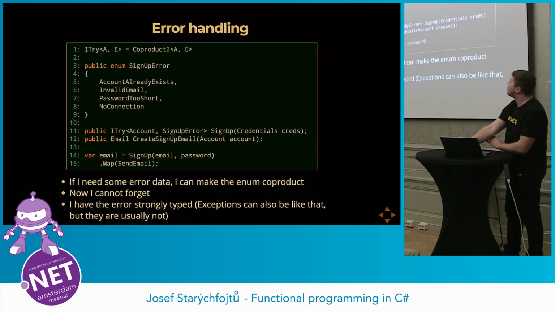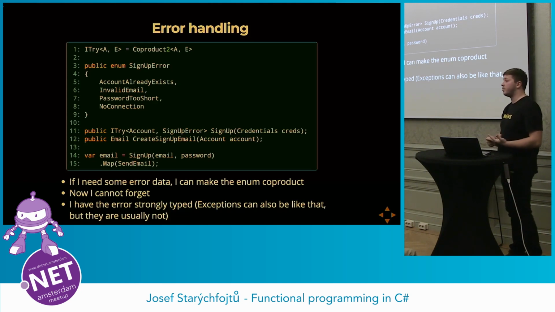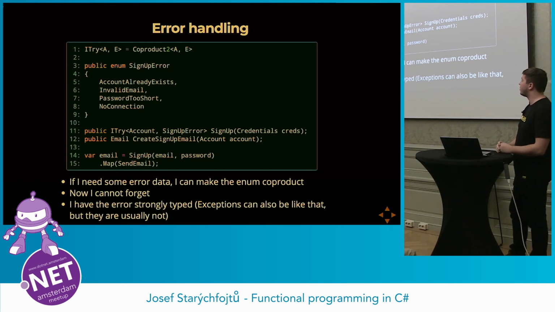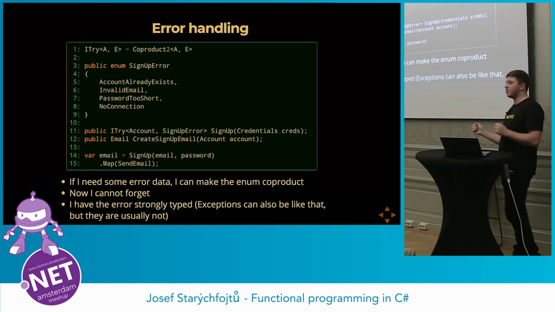So let's fix it. Let me introduce ITry, or Try, which is just a coproduct of two. It's just an alias basically with some nice functions. And let's fix it. We can then define an enum, like a SignUpError. We state everything that can go wrong. So the account already exists, the email is invalid, the password is too short, or there is even no connection, like to some third-party service or something like that, or to the database, if you want to handle that. And notice that this enum is a coproduct of 4, where all the types are units. They are just nicely named.